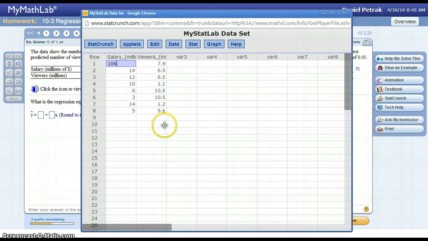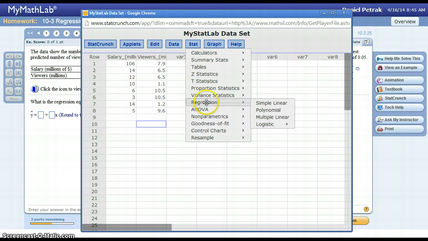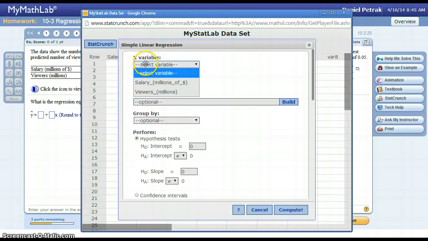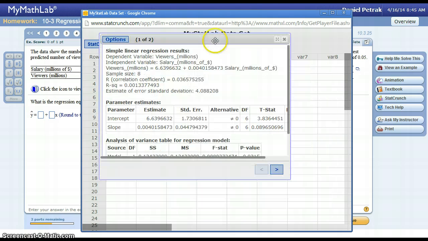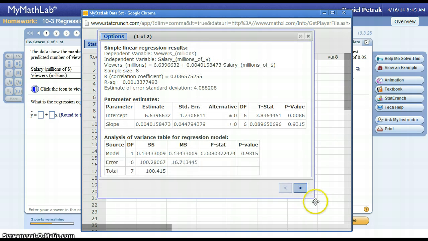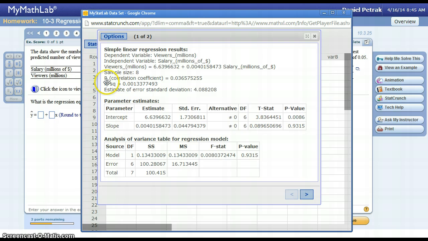And here's the raw data. We're going to try to do a linear regression, which will do everything we need. So I'm going to go to Stat, Regression, Simple Linear. Our X is their salary, that's the independent, and the dependent would be how many viewers watch, and just hit compute. And we get a little printout here by default that shows us the R value, and the R value is describing the association between the two variables.